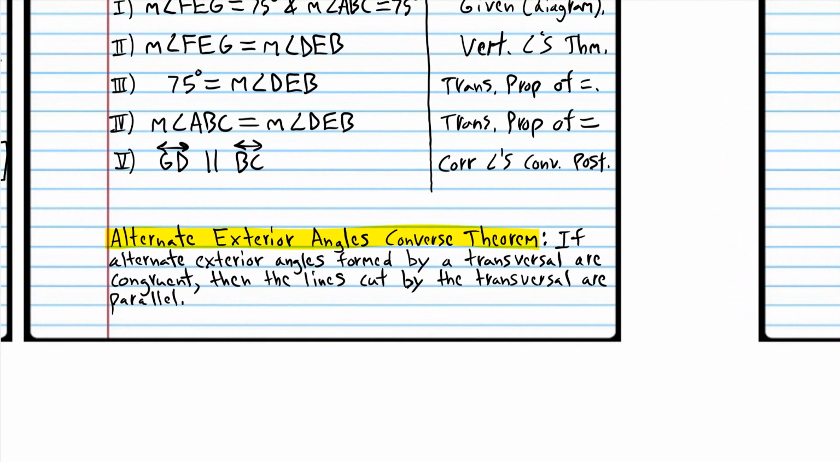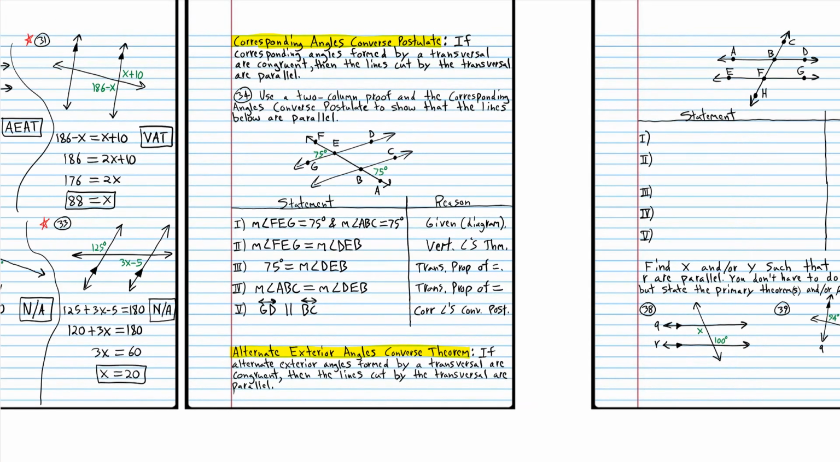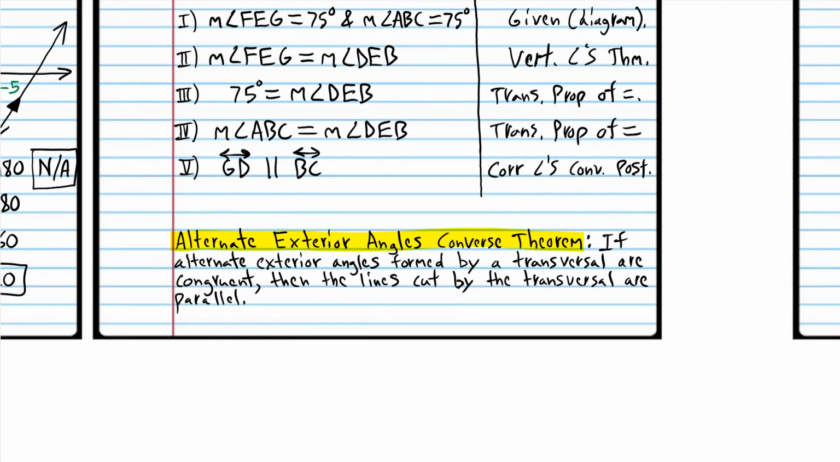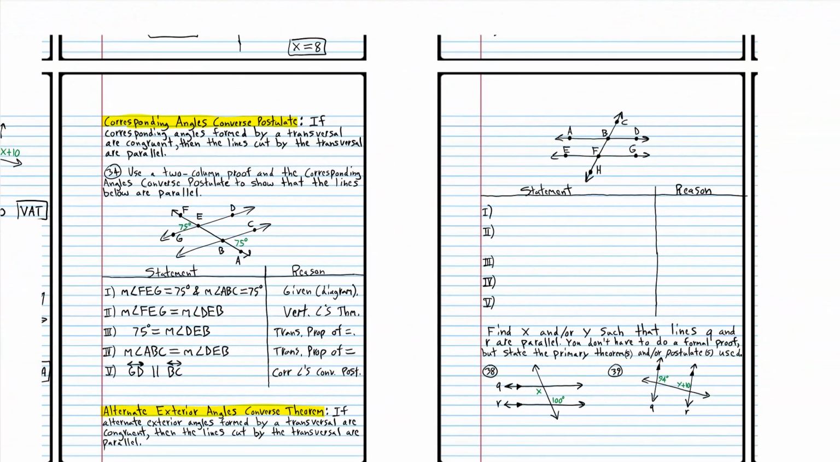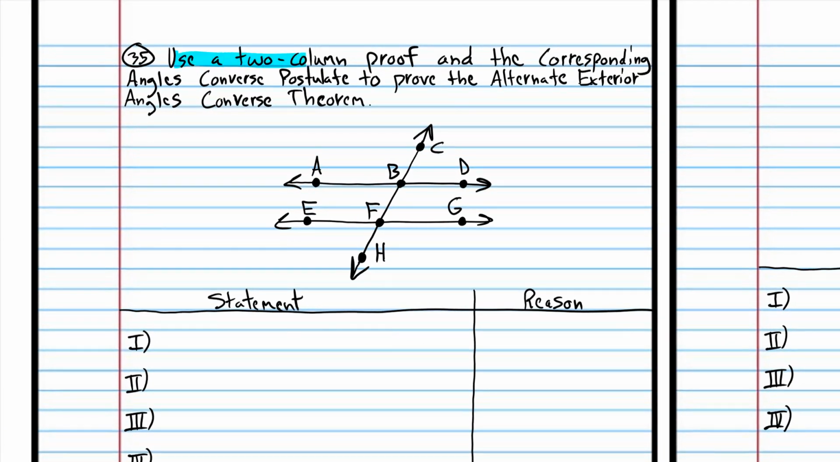As you can imagine, we came up with a postulate for the converse of the corresponding angle statement. So it turns out that the converse of the alternate exterior angles theorem is also true. So we come up with the alternate exterior angles converse theorem. So it says here, use a two-column proof and the corresponding angles converse postulate to prove that the alternate exterior angles converse theorem is true.